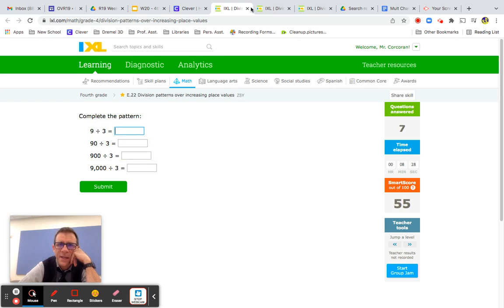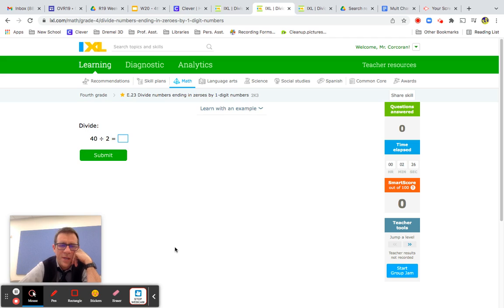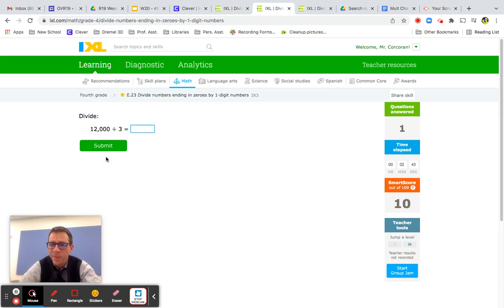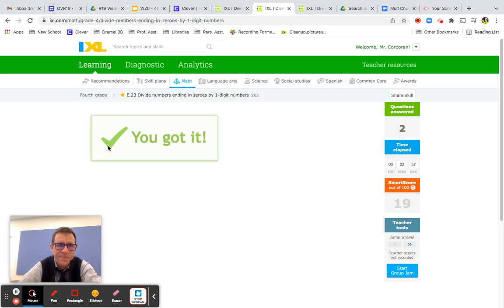These are patterns. E23 is similar, but now they just give you a math problem without any of the hints. So hopefully you remember 4 divided by 2 is 2. So 40 divided by 2 is 20. And this is what we were working on in class today. If I have 12, I divide it by 3, that's 4. I just have to add the correct number of zeros. Can't do 2 zeros, can't do 4 zeros. It has to be exactly the same number of zeros as the dividend has.